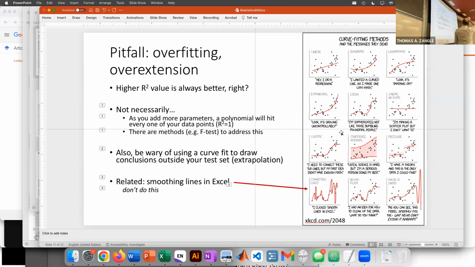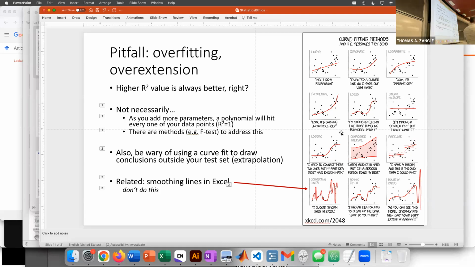There are a number of pitfalls here related to overfitting and overextension of your data. One is, you might think, well, if I'm doing this kind of curve fitting, we talked about R squared as a measure of goodness of fit. It's kind of a catch-all measure of goodness of fit for curve fitting. And so you might say, well, a higher R squared value is always better. And you might recognize that as you add more parameters to your model, you will generally get a better R squared value. A good example would be polynomial fitting.